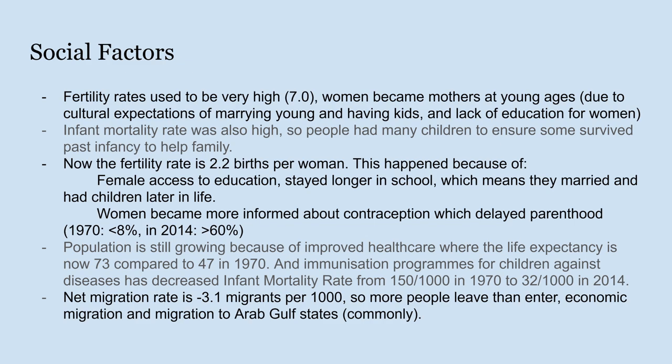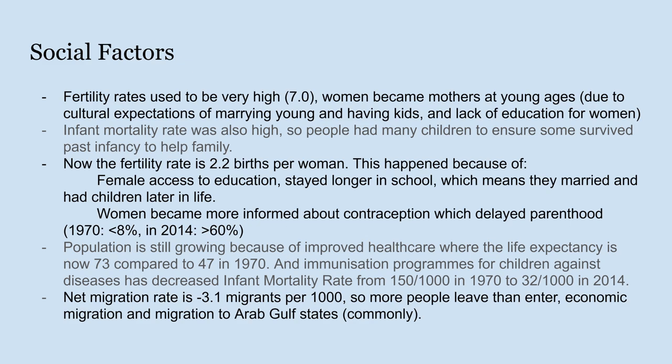This happened because of female access to education, so they stayed longer in school, which means they married and had children later in life, and also that women became more informed about contraception, which delayed parenthood, where in 1970 the amount of people using contraceptives was less than 8%, and in 2014 it was greater than 60%.